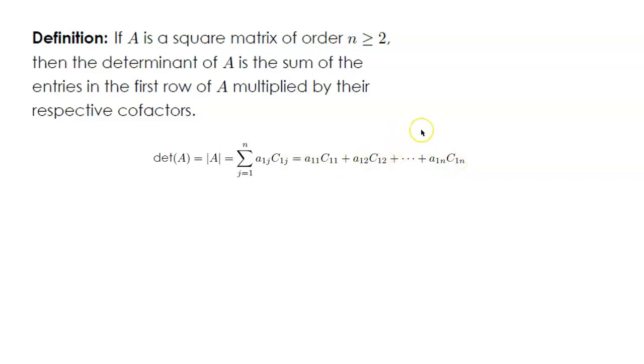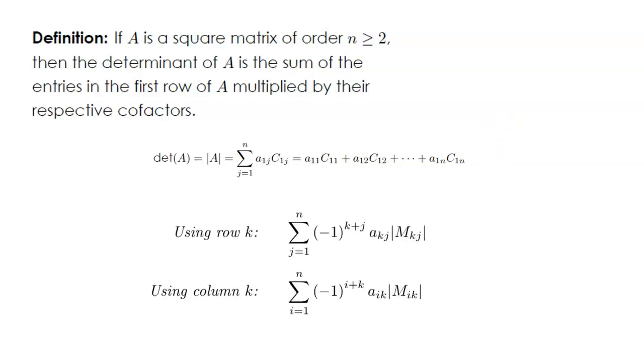Now, to cut to the chase, it doesn't really matter which row or which column you go across. It doesn't matter if you just keep track of the plus or minuses. Don't screw that up. But then you can find the determinant going across any row or any column. And sometimes it's easier to choose a row or a column than just blindly going across the first row. So let's look at an example for this.